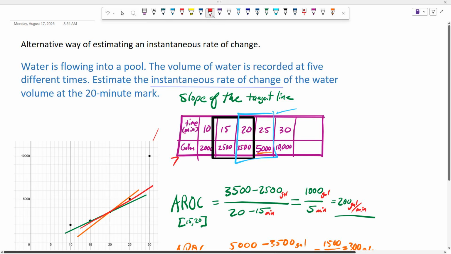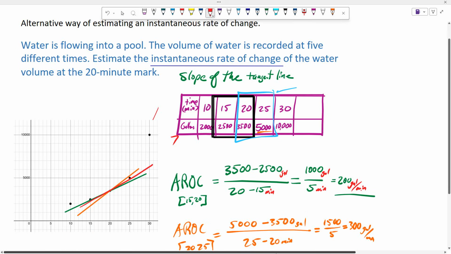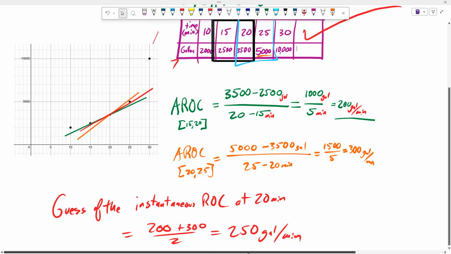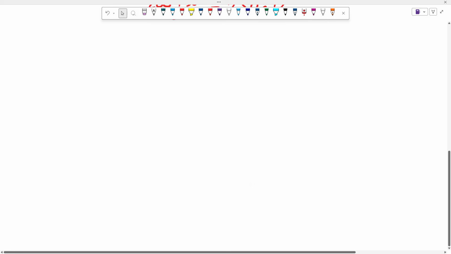And that's it. So when are we going to do this method? When they only give us a table of values or a graph of the values. We don't have a function. If we're given a function or an equation, that's when we use what we did on Friday, where we keep finding averages over a very, very, very small period of time. Make sense? Okay.